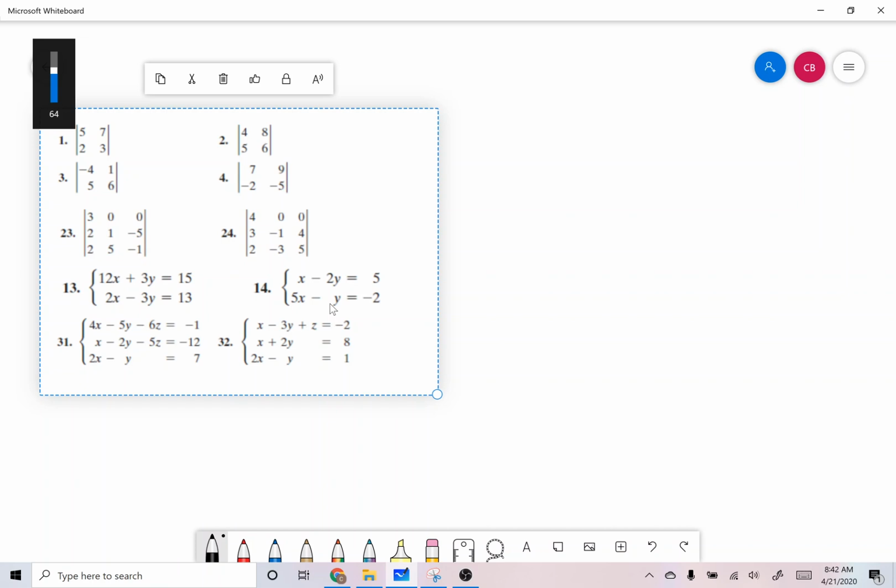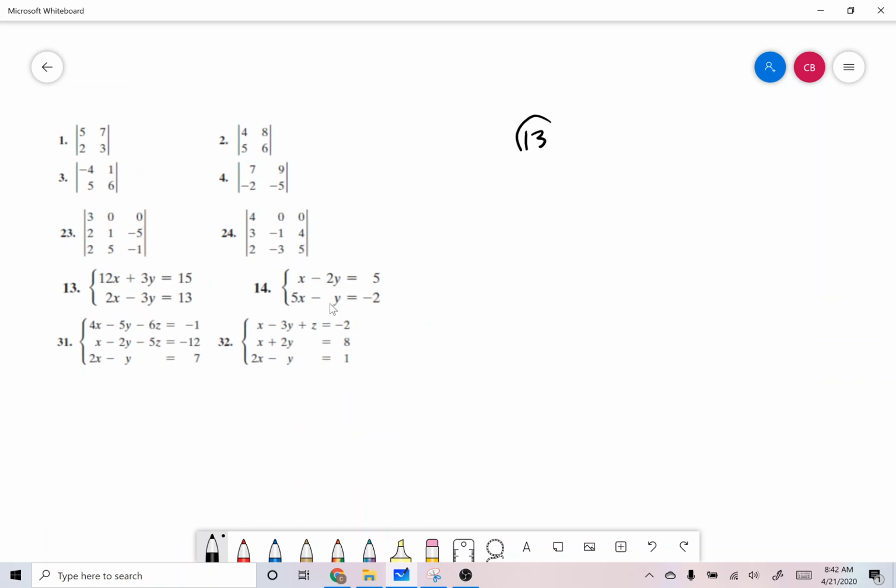Okay, so now we're going to talk about Cramer's rule. What Cramer's rule allows us to do is figure out, for instance on 13, they're asking you to solve the system of equations, and we can technically do this by using elimination and substitution, but we're going to actually use Cramer's rule to do this. And we're only going to use determinants.